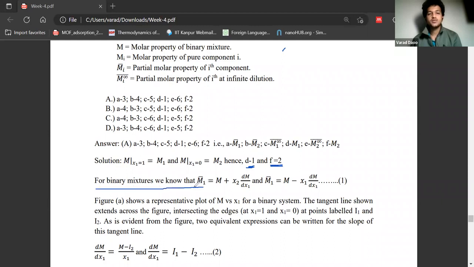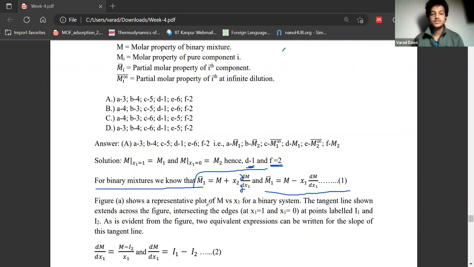And for binary mixture, we know that M1 bar is nothing but M plus x2 into dM by dx1. Actually, it can be D or it can be 2 also. And M1 bar is in terms of x2 and x1. If we substitute this x2 in terms of x1, we get this expression.